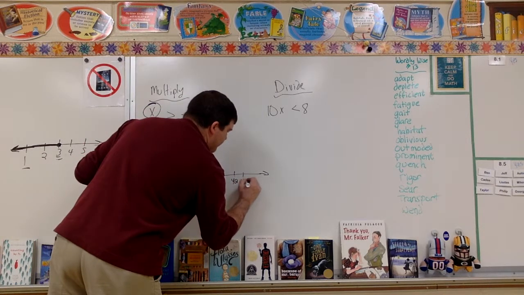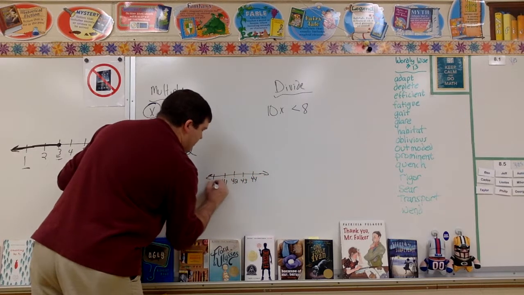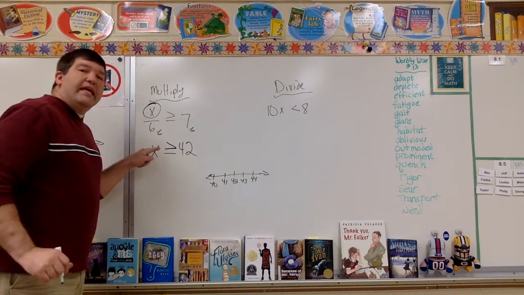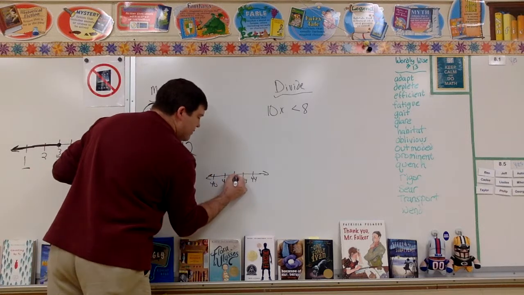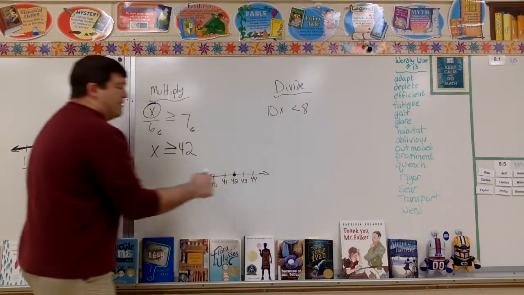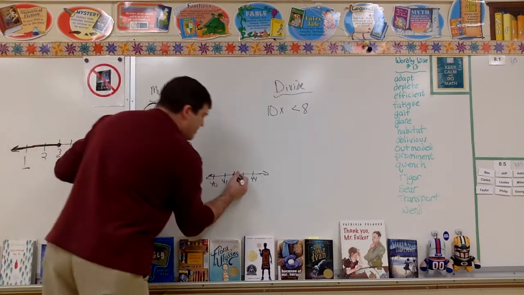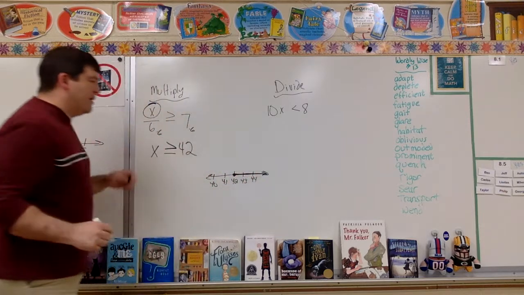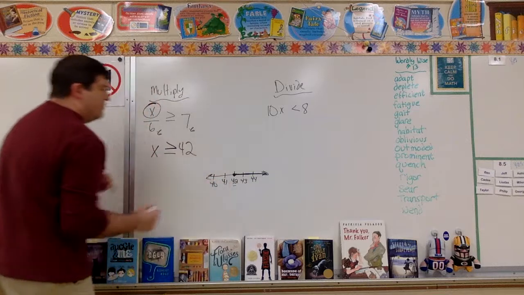42, 43, 44. We'll go back here, 41, 40. Okay? So it's greater than or equal. Once it's equal, it includes that number. Starts at 42. It's a solid dot because it includes 42. Now I need every number that's greater than that. I'm going this way. Okay? Let's check it with 42.